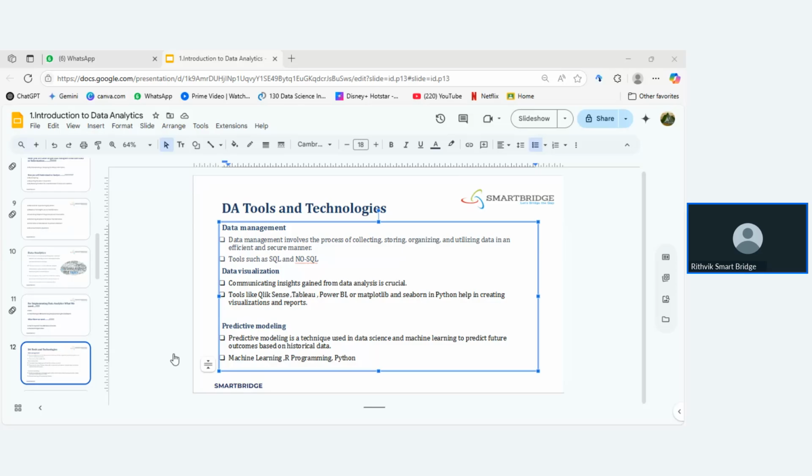Or in the session, you can take down the notes. Textual data, numerical data, these are all the data types you can store. Let me give you a small example.